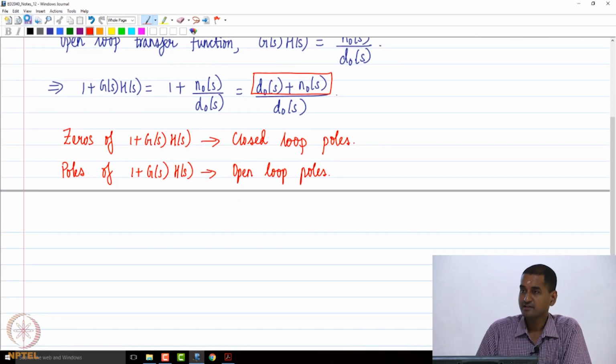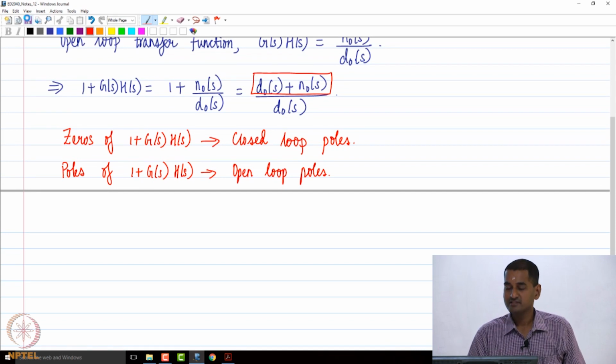So that is something which we already identified. Now the place where we stopped last class was the question: can I comment on the location of the closed loop poles, which in turn is saying, can I comment on the stability of the closed loop system by plotting the frequency response of the open loop transfer function? So the question is, can I plot G of j omega H of j omega as a Nyquist plot, and then from that comment on the stability of the corresponding closed loop system? That's the question we are asking ourselves.